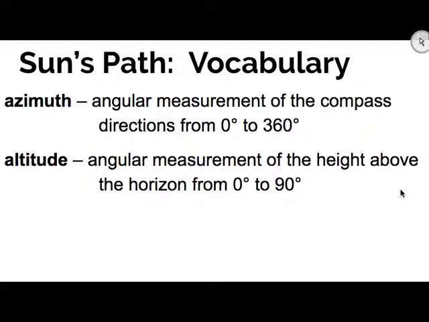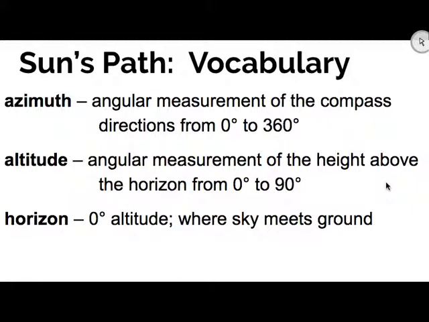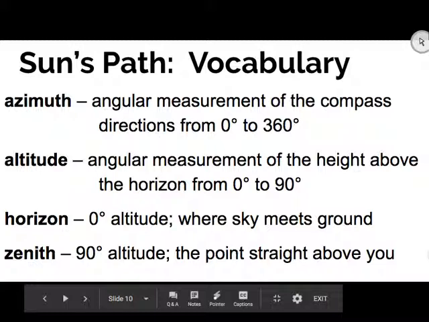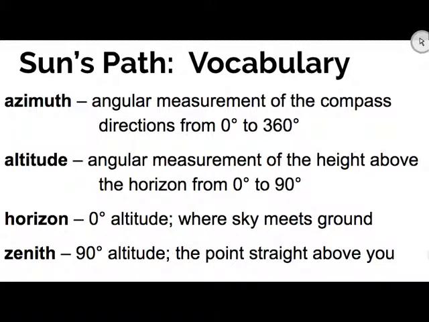Altitude, we've talked about this a lot. This is the angular measurement of the height above the horizon from 0 to 90 degrees. If you don't have the input page, you should be writing these definitions on your input page on page 81. The horizon is 0 degrees altitude, where the sky meets the ground. And the zenith is a new term that you probably haven't heard before. 90 degrees altitude, or in other words, the zenith point is the point straight above you.